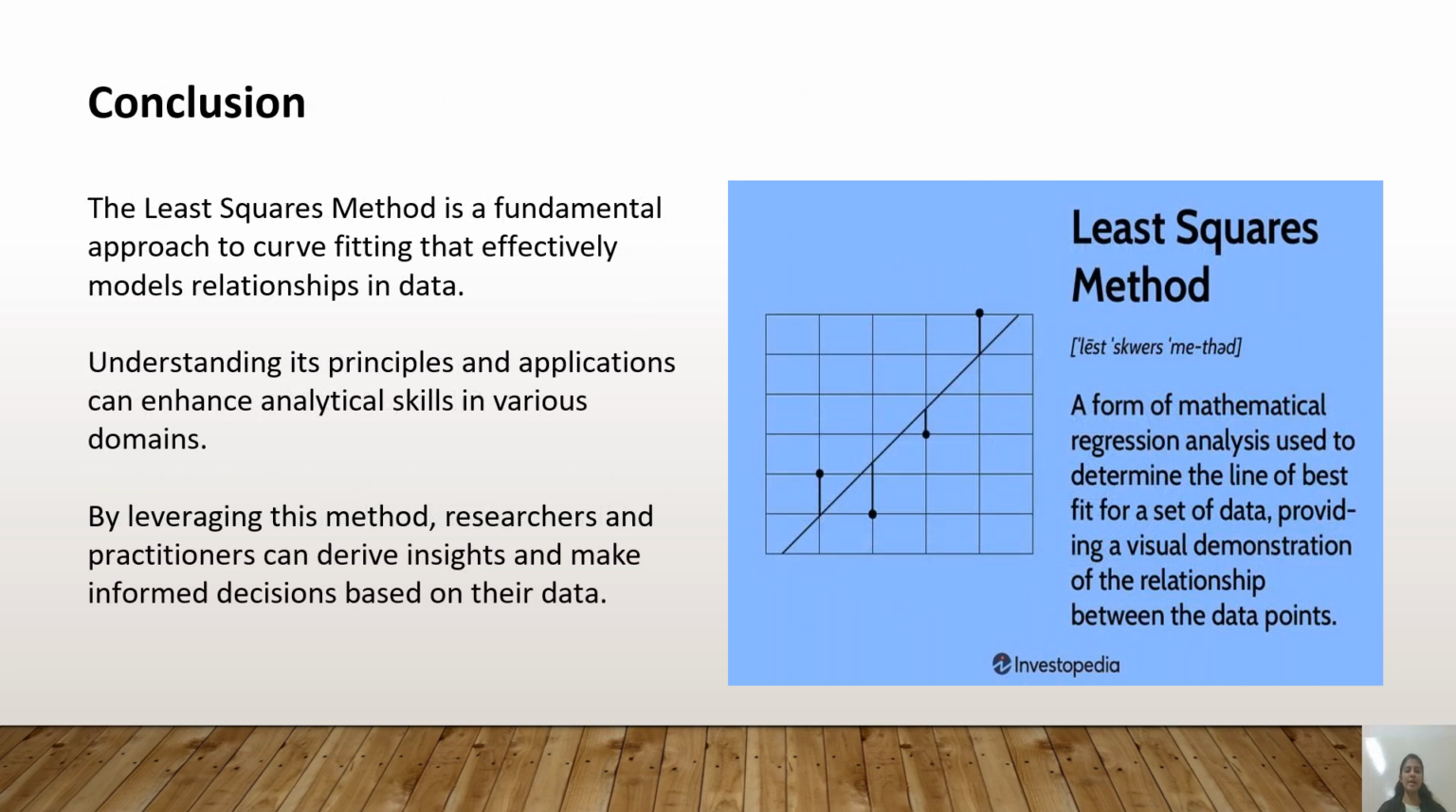Conclusion. The least squares method is a fundamental approach to curve fitting that effectively models relationships in data. Curve fitting is a vital technique in data analysis, enabling us to model relationships, analyze trends, and make predictions based on observed data. By choosing an appropriate mathematical model and addressing challenges like overfitting, underfitting, and noise, curve fitting provides insights into complex systems across diverse fields such as science, engineering, and economics.